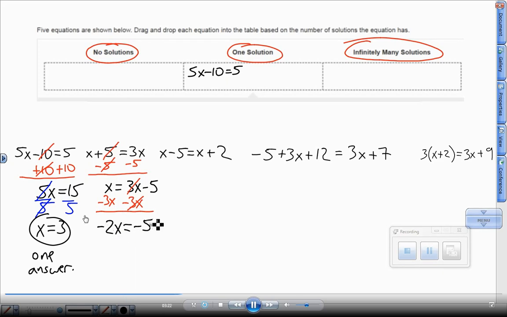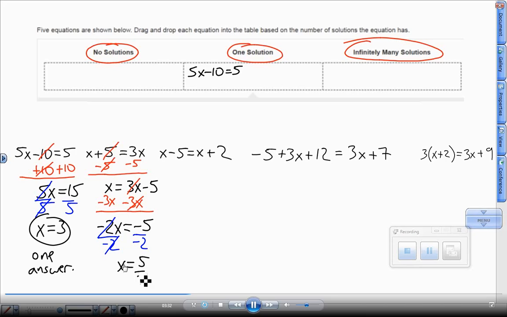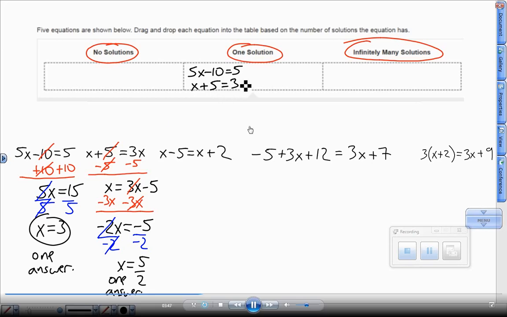And again, when I do the opposite of multiplying by negative 2, dividing by negative 2, that will give me x equals positive 5 halves. That is one solution. That is the one number for x. So that one solution equation also goes in this one solution box. Got one answer for that. All right, now weird things start to happen. Watch.